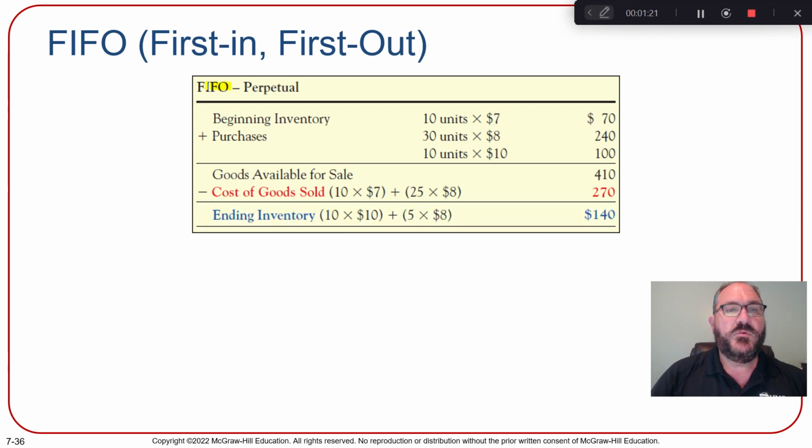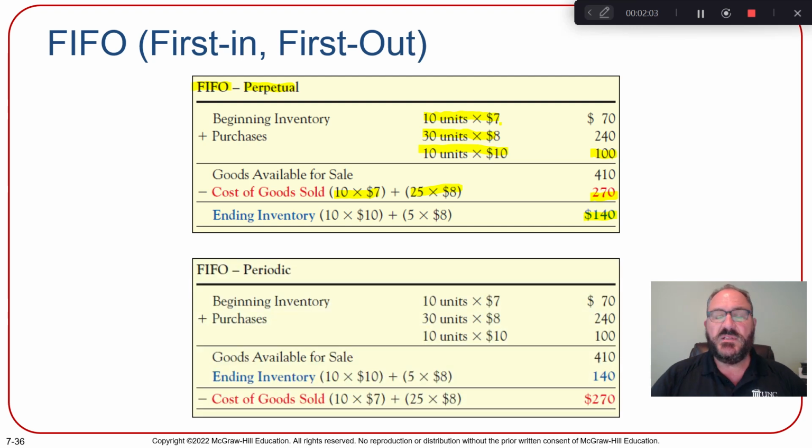All right, so if we're doing FIFO and we're doing perpetual inventory, notice we're doing perpetual inventory. We have 10 units times $7, then 30 units times 8, then 10 units times 10, it's 100. Total goods available for sale, and we're using the first unit. So we're going to use 10 units at 70, and then 25 units, right? Because we're selling 35 units for a total of $270, right? So it's 140, okay?